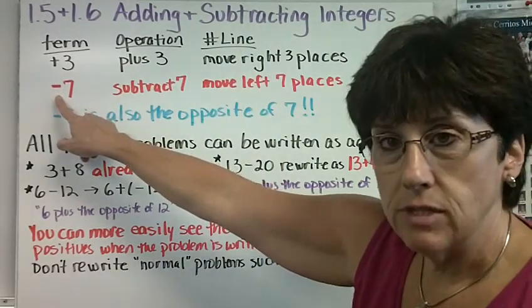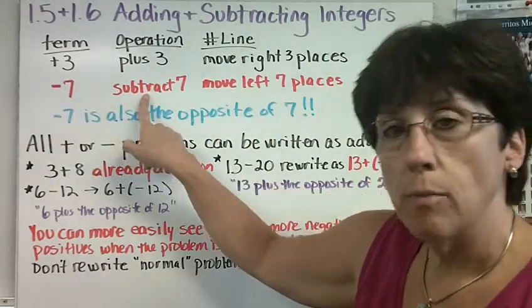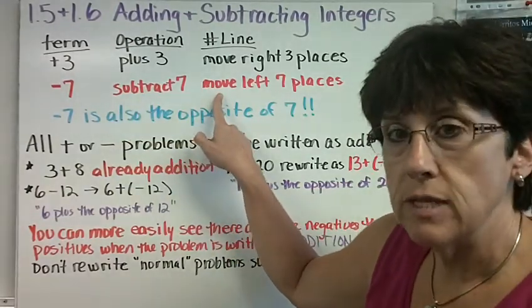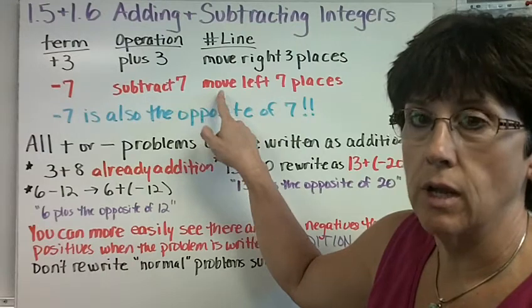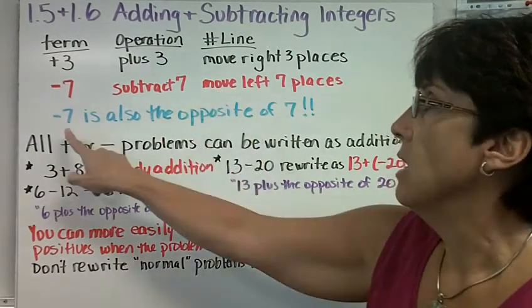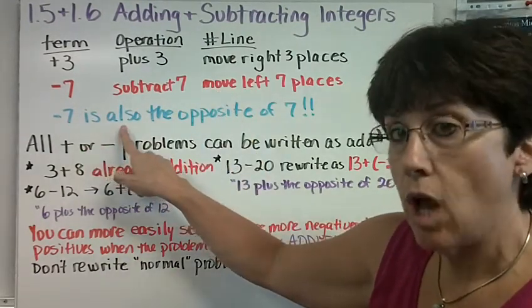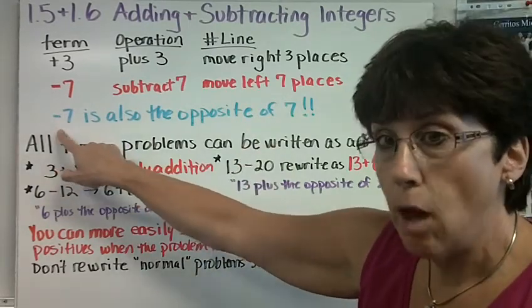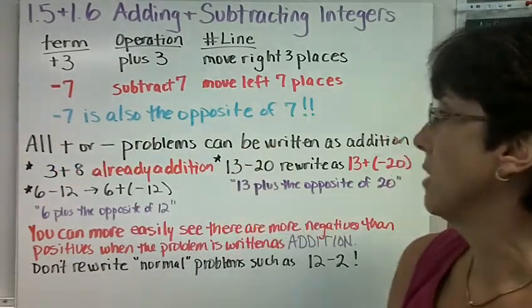This would be negative 7, okay? But as an operation, you would subtract 7, which means move 7 places to the left on the number line from where you are. Negative 7 is also the opposite of 7. You can always read a negative as the opposite of 7.